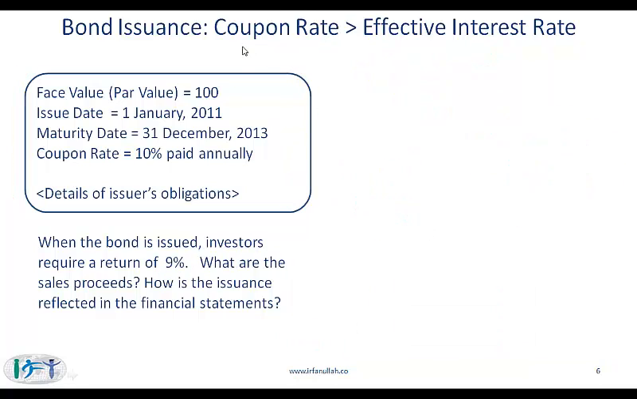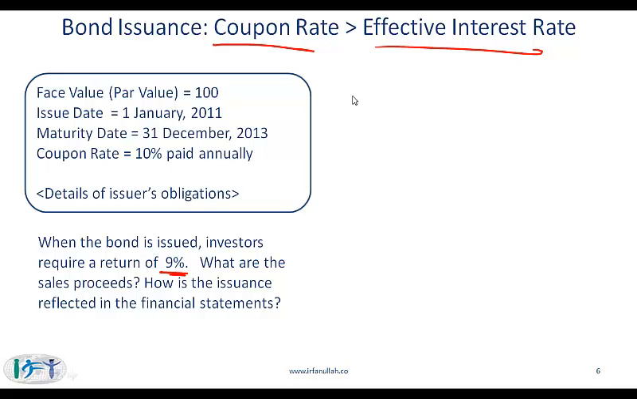Okay, next scenario. Now the coupon rate is greater than the effective interest rate. So the bond is the same. The cash flow again will be the same. The difference now is that investors require a 9% return. The situation here is that investors evaluate the company and the bond issue and figure out that this company is actually very good and they are willing to live with a return that's less than 10%. When this happens, then we say that the bond is a premium bond because investors are now going to pay more than par value for this particular bond.